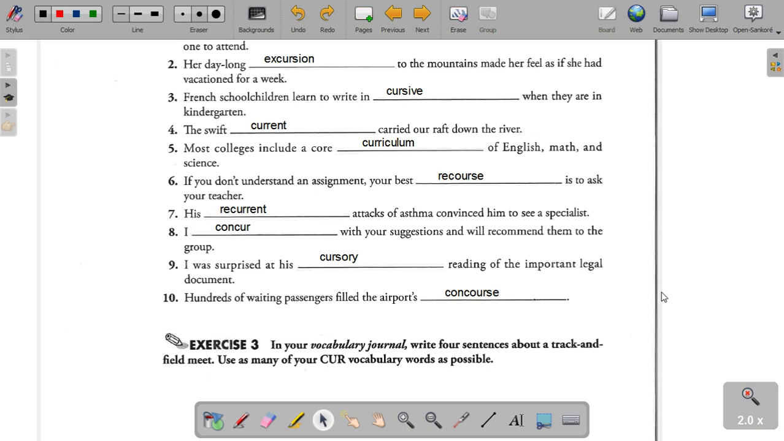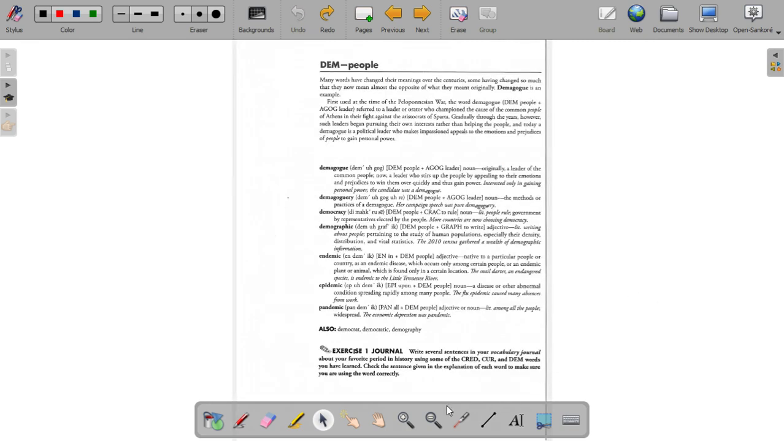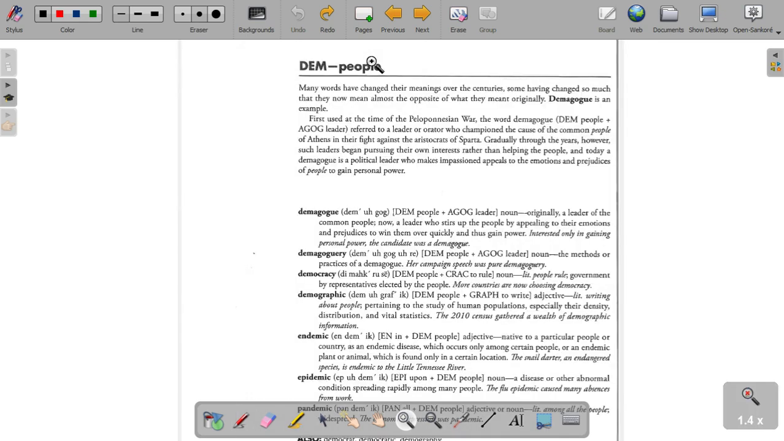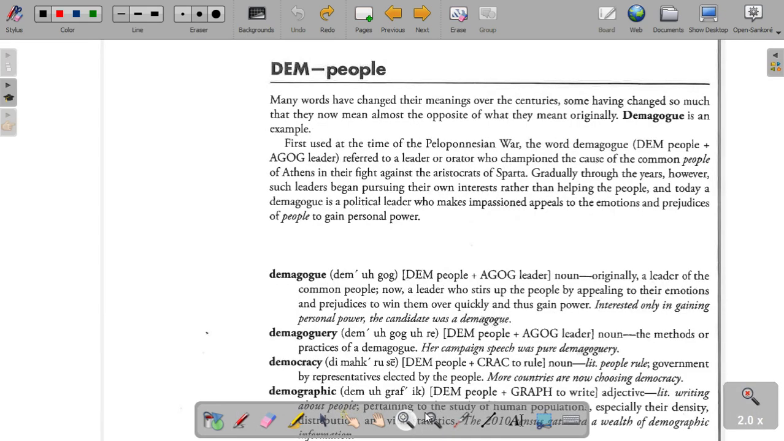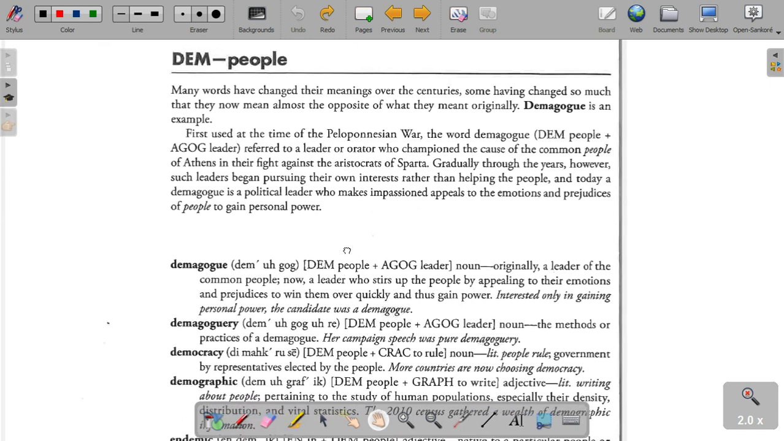All right, very good. Let's move on to the next one. So this one, we won't do any of the exercises. We'll just go over the roots. And this root is dem, which means people.